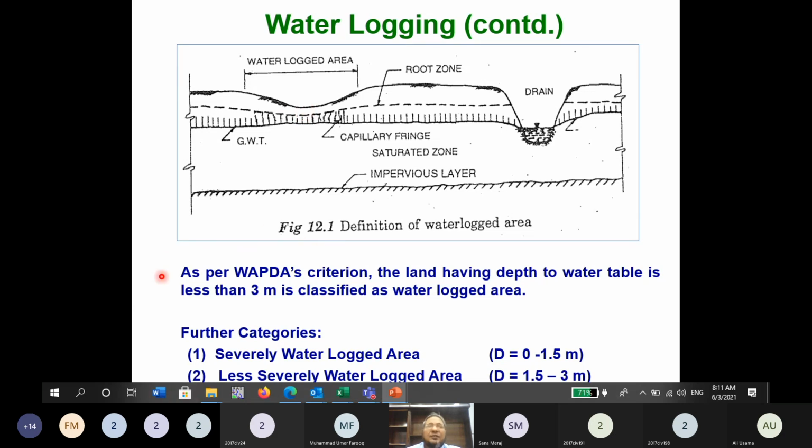Now how does WAPDA define waterlogging? As per WAPDA criteria, the land having depth to water table less than 3 meters, less than 10 feet, is classified as waterlogged area. There are two classes of waterlogged area. Number one, severely waterlogged land, and number two, less severely waterlogged area. If the depth of water table is from 0 meter to 1.5 meter, means 0 to 5 feet, that land is called severely waterlogged land. And if the depth of water table is from 1.5 meter to 3 meter, it is less severely waterlogged land.